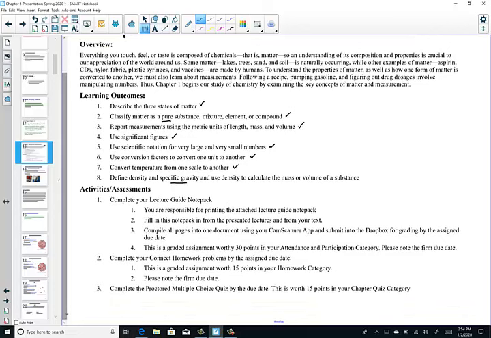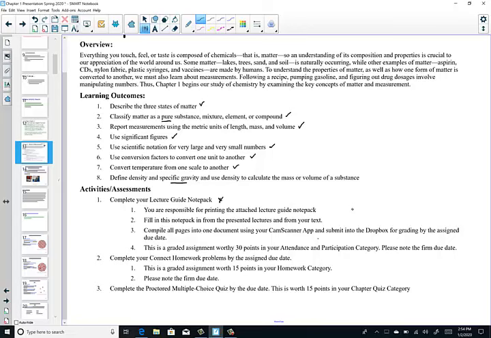And I'd also want to share, since this is our first chapter together, the activities and assessments that you'll be doing for every single module we cover. Number 1, you're going to complete your lecture guide, and that should be out in front of you right now. As we get started here, you're going to be filling that in as I present the lessons. So you're responsible for printing all of the attached lecture guides, and those are found in the e-learning modules under each chapter. You will then fill in that note pack with all the presented lectures and from your reading.